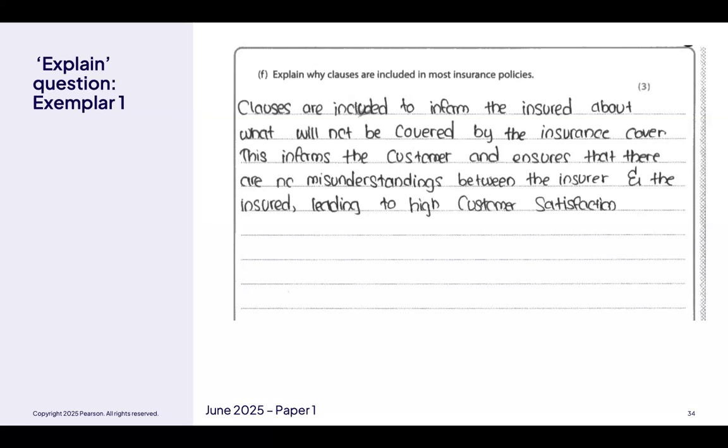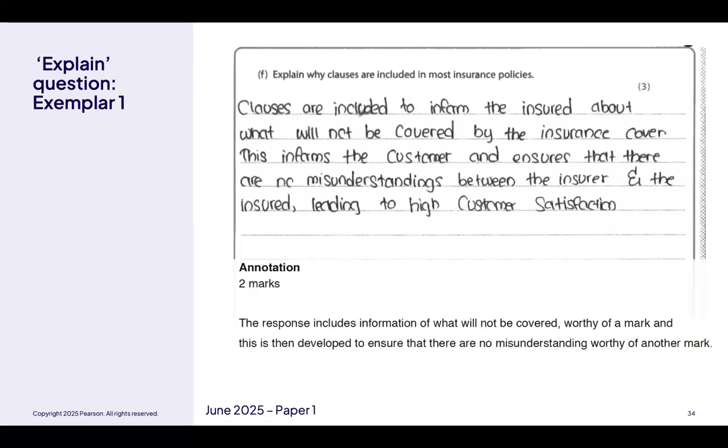Good. There's a second point. The third point, leading to high customer satisfaction. Now, that wasn't accepted. That looks like it's a second linked strand, doesn't it? But in actual fact, that's not really answering the question. That's some separate point. So here's a comment from the examining team. Some of the response includes information about what will not become worthy of a mark, and this is then developed to ensure there are no misunderstandings. But that last point was not a development point.